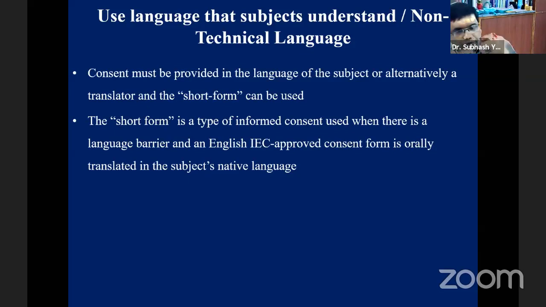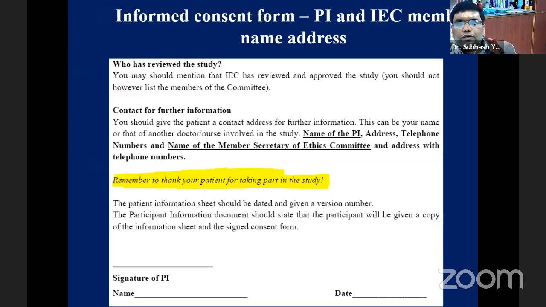The important thing here is that whatever consent form you are using, whether you have made a short form or some lay person has, it should be approved by the institutional ethics committee. You should not use any form or any informed consent which is not approved by the institutional ethics committee. So this is the informed consent that we used here.